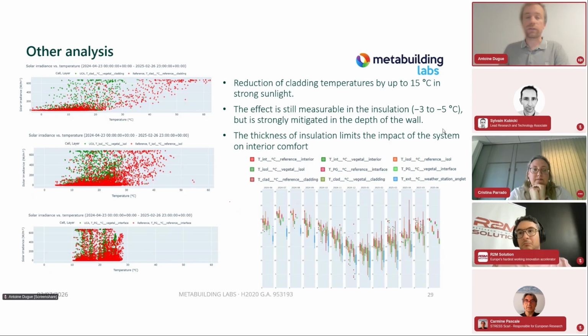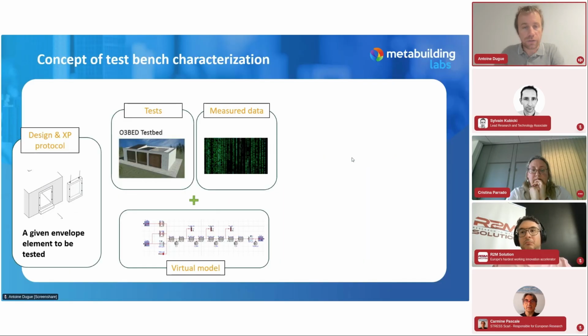Let's put it this way. More analyses show that, by considering for example the temperature either behind the cladding or behind the vegetation, we had indeed a reduction of temperature allowed by this so-called green wall. But although it was as much as 15 degrees just behind it, it was reduced in the wall because it was highly insulated and with some inertia. So this is a direct conclusion that we drew from the exploitation of the measurements.